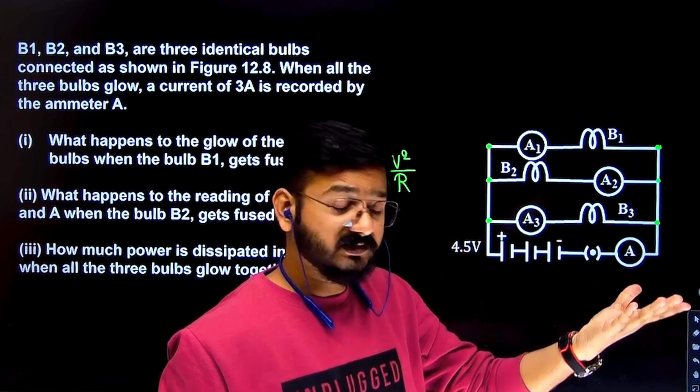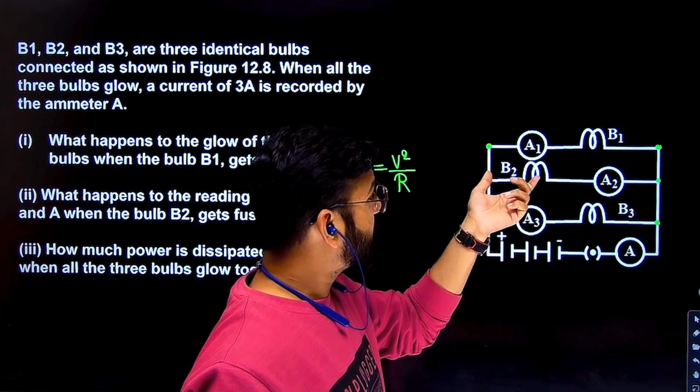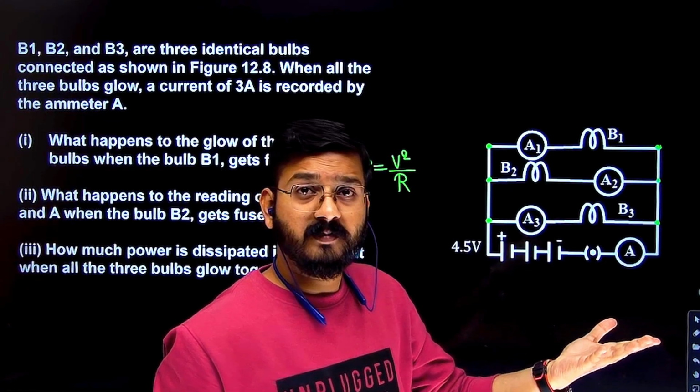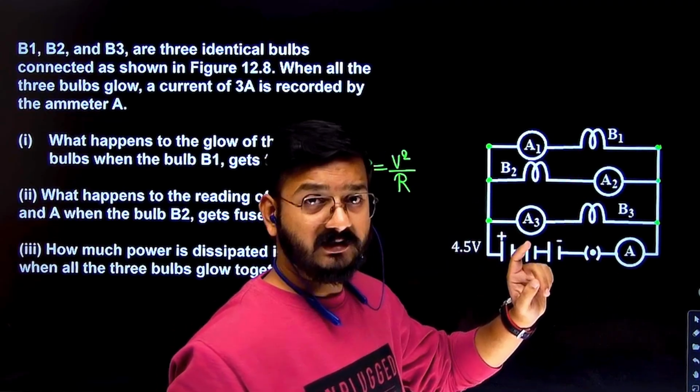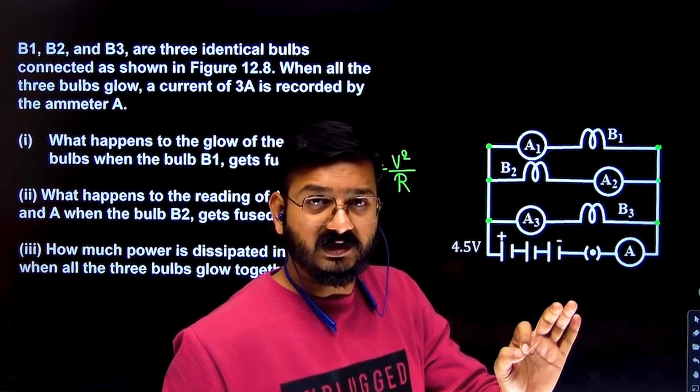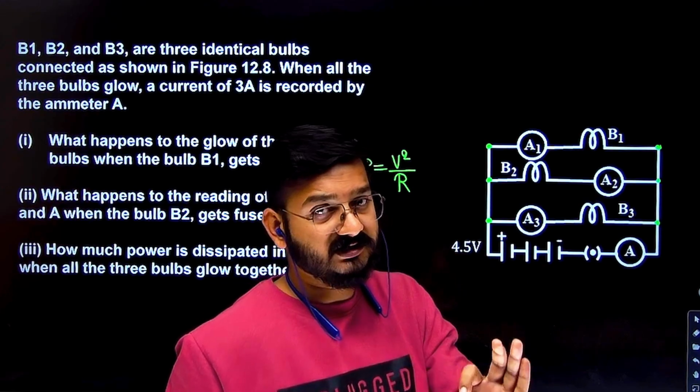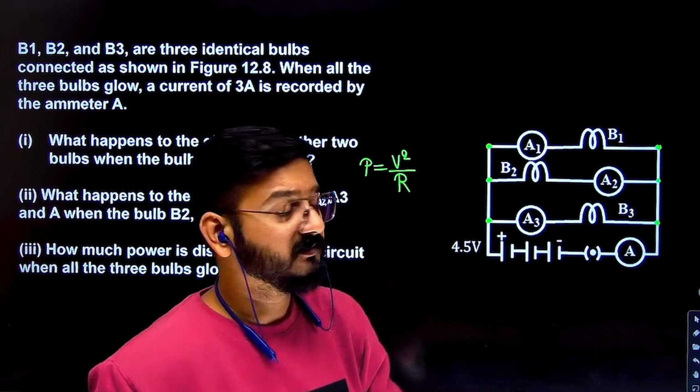They can ask you another question: what will happen to the brightness of B1 and B3 if B2 gets fused? The answer is again the same. B1 and B3 are in parallel, so potential difference across them will not change. Therefore, power or brightness of the bulb will not change. So that is the answer for the first part.